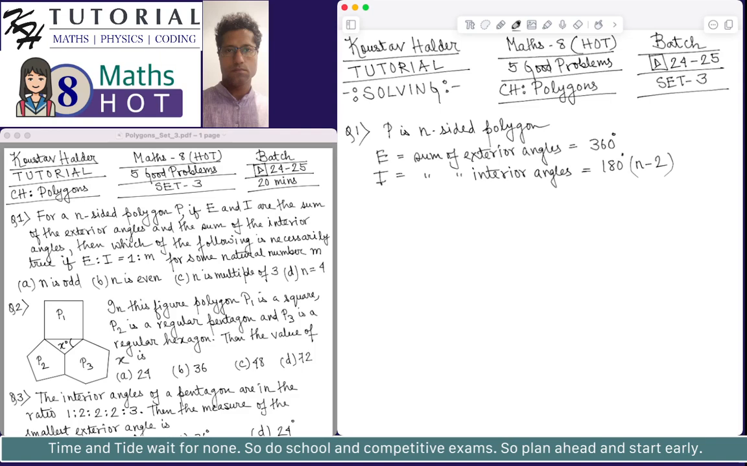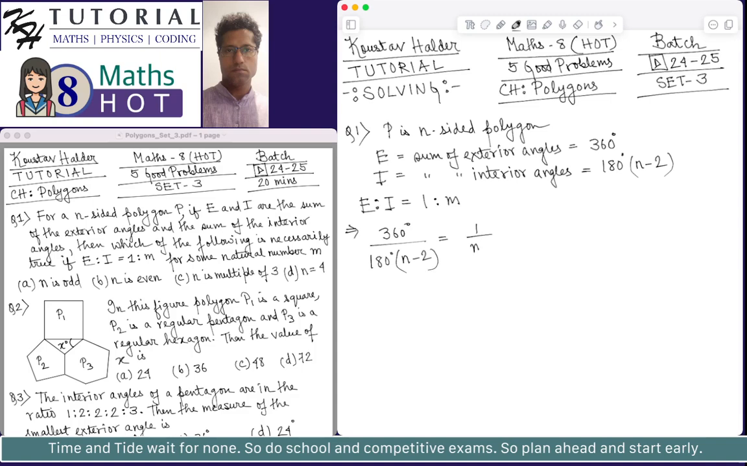Now it is given that the ratio of E and I, that is E is to I, is 1 is to m, where m is a natural number. Natural number means these are the counting numbers, that is 1, 2, 3, 4, 5, 6. So from this given ratio we can say E is to I will be 360 degrees divided by 180 degrees times n minus 2, which will be equal to 1 by m.